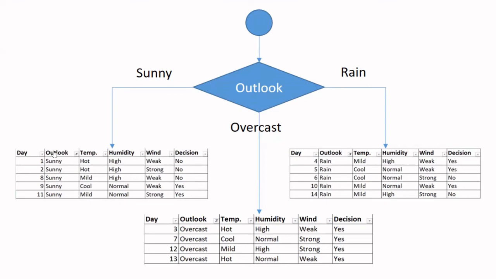So now again we have to split this particular data set further, and the rain also we have to split. Again you have to start the cycle for this also, that is, finding the Gini index.